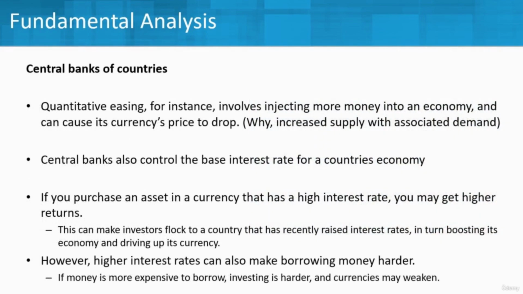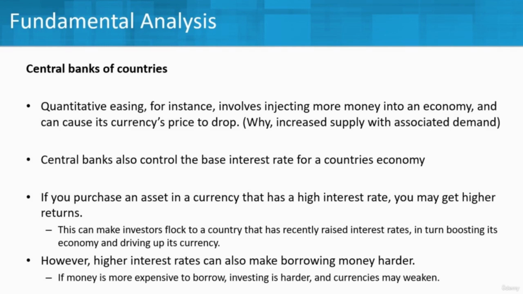One that we've seen more recently, or in the recent past, is quantitative easing, which basically involves injecting more money into the economy, right? They're just going to inject more money into the economy, and that causes a currency's price to drop, right? Remember, we're back to supply and demand. There's more supply without an associated increase in demand. And without that increase in demand, it's going to cause the price to drop.